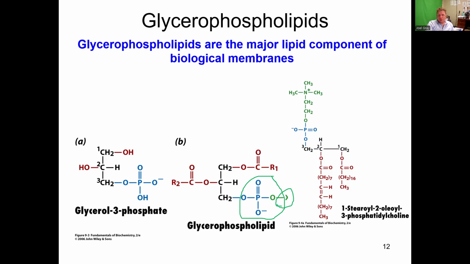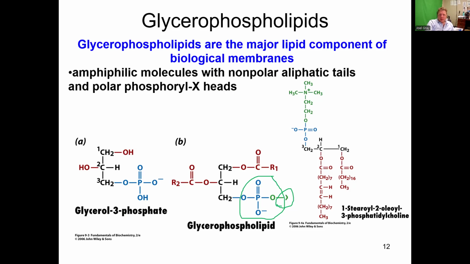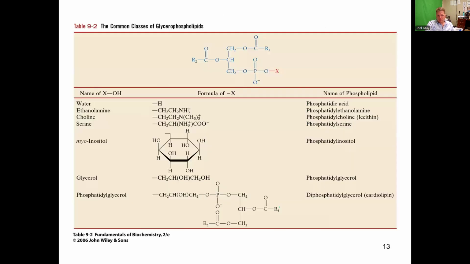Glycerophospholipids are the major lipid component of biological membranes. These are amphiphilic molecules with non-polar aliphatic tails and phosphoryl X heads. So here, if we look at the top of this molecule, we've got this group right here, where that phosphate and that X are. That's where all the craziness is going to go.